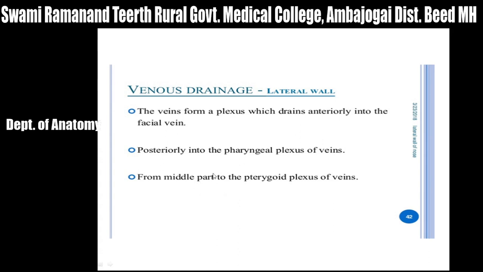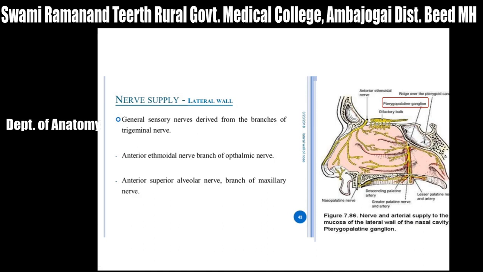The veins form a plexus and drain anteriorly into the facial vein and posteriorly into the pharyngeal plexus of veins. From the middle part, it drains into the pterygoid plexus of veins. So the blood drains into three veins: the facial vein, the pterygoid plexus, and the pharyngeal plexus of veins. Then next is the nerve supply.